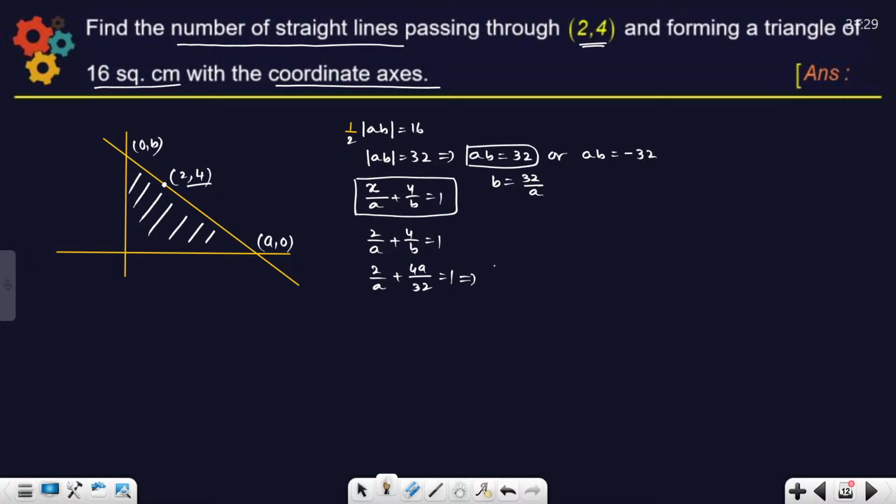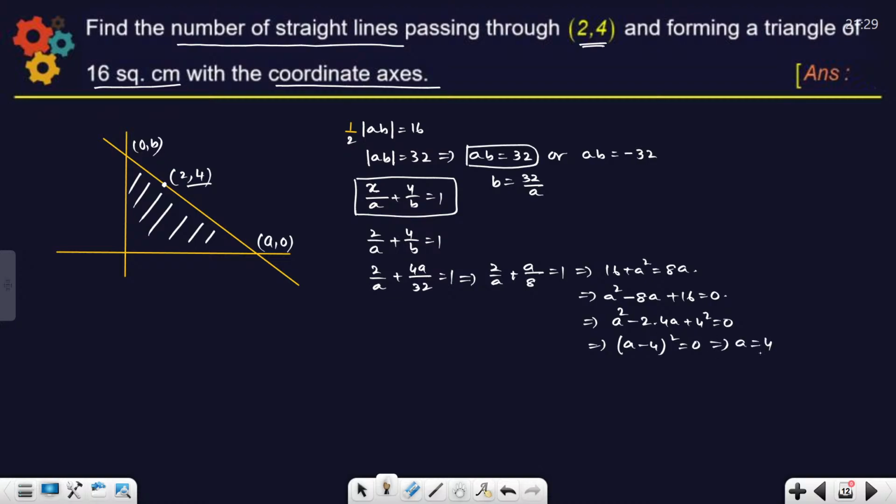So from here, we are having, right? Let me simplify this. A square minus 8A plus 16 is equal to 0. That is how many numbers of A we are getting? It is A square minus 2 into 4A plus 4 square. So that gives us (A minus 4) whole square is 0. That implies A is 4.